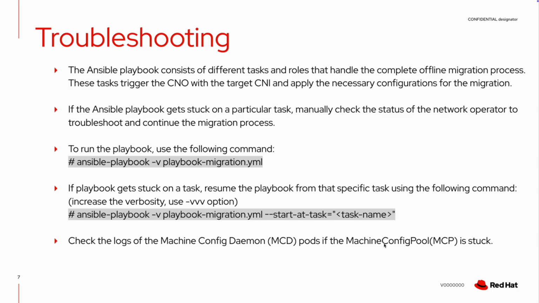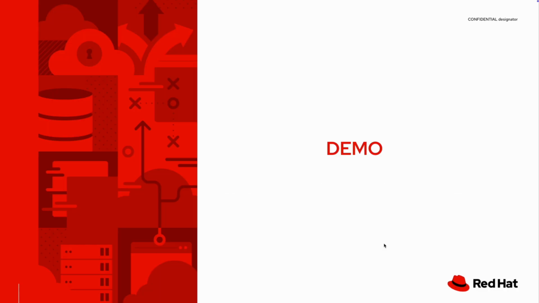The Ansible playbook consists of different tasks and roles that handle the complete migration process. These trigger the CNO with the target CNI and apply the needed configuration for the migration. If the Ansible playbook fails or gets stuck, check the cluster health manually, especially the network operator, and check the MCD logs as well if the MCP is stuck somewhere. Okay, let's go ahead and see the demo now.